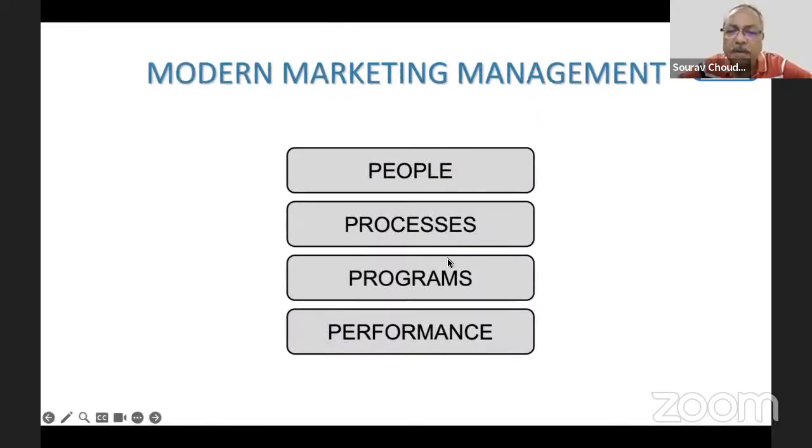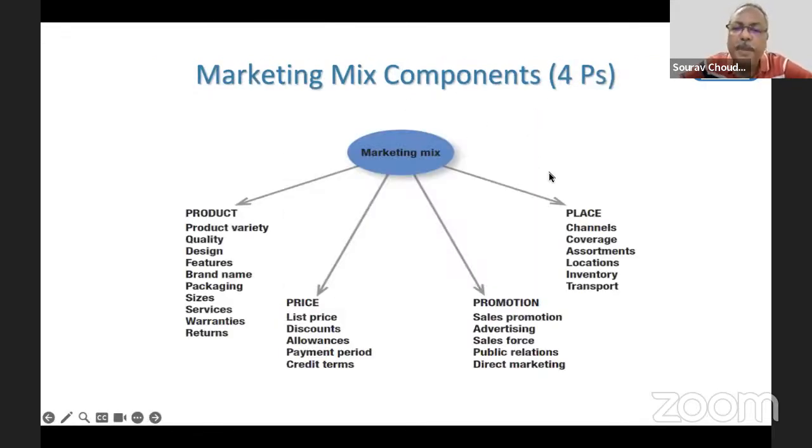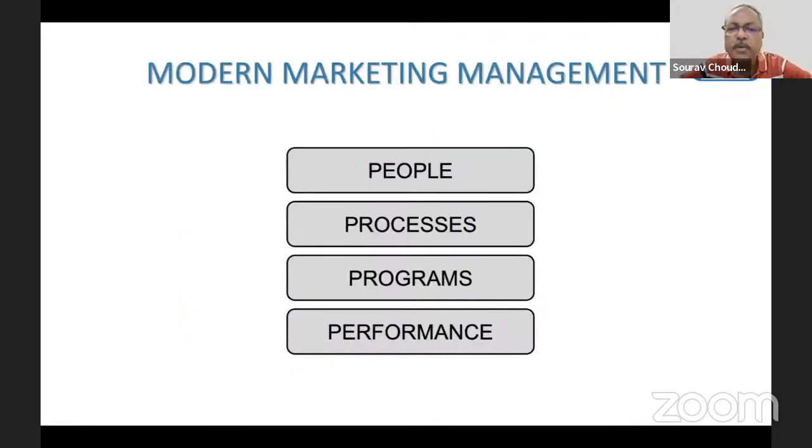In modern marketing management, when I talk about 4 Ps, these are very traditional. अरसों से चल रहा है, ठीक है. 100 years back also people spoke of marketing as product, price, promotion and place. Today marketing is a little bit more. Marketing also talks about people, processes, programs, and performance.